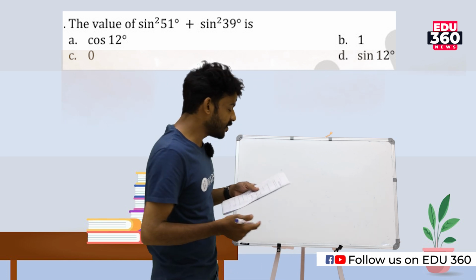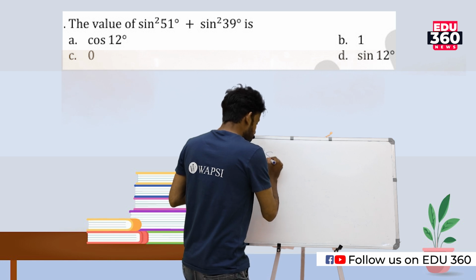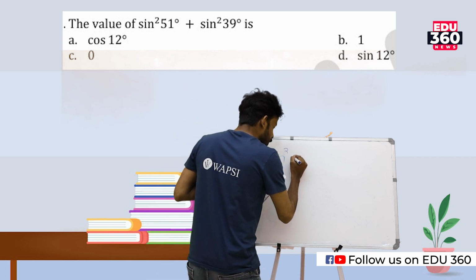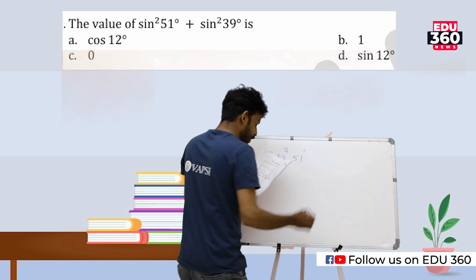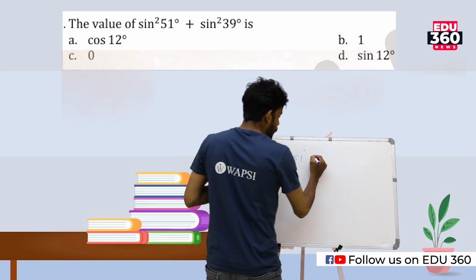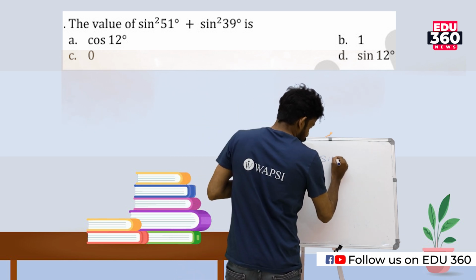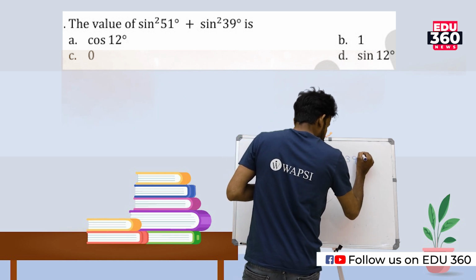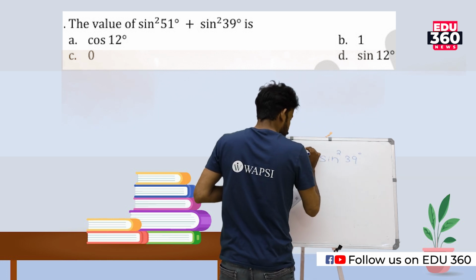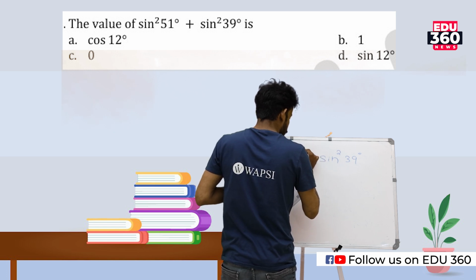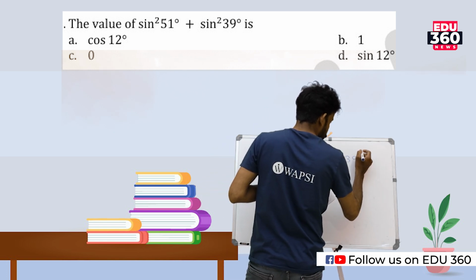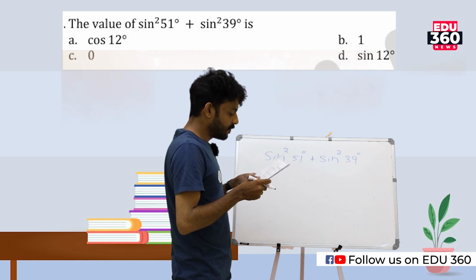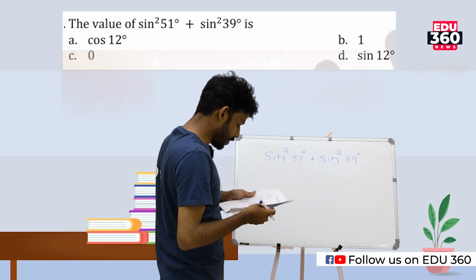Let me write the question once again for you. We need to find the value of sine square 51 degree plus sine square 39 degree. So we need to find the value of this: sine square 51 degree plus sine square 39 degree.